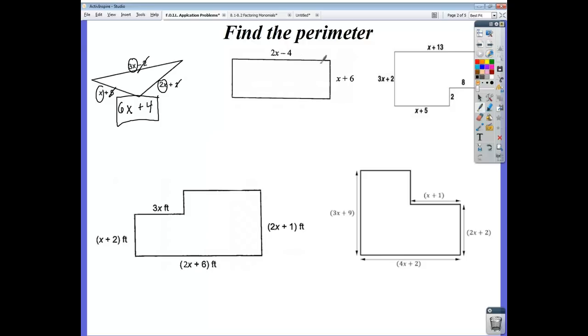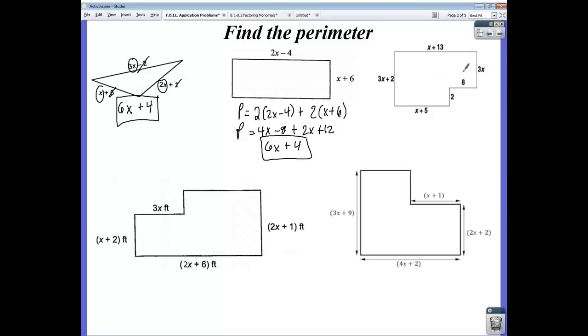Find the perimeter of this figure. Well, perimeter of a rectangle is P equals 2 times the length, which would be 2x minus 4, plus 2 times the width, x plus 6. So we end up with 4x minus 8 plus 2x plus 12. Combine like terms: 4x plus 2x gives me 6x, and negative 8 plus 12 gives me a positive 4. So the perimeter of this rectangle is 6x plus 4.